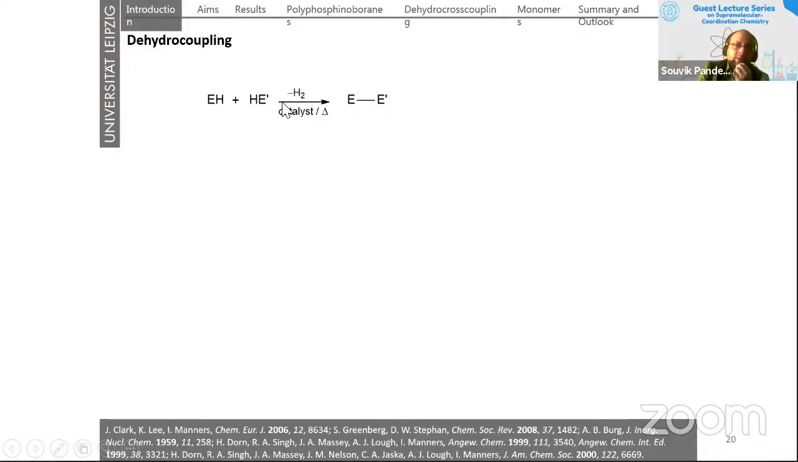Okay. And the formation of a polymer by the removal of a small molecule is nowadays a very interesting factor. Nowadays, it has become very interesting to form a polymerization or element-element bond by removal of small molecules like hydrogen, CH4, water. This kind of polymerization technique is very important. But this is called dehydrocoupling because hydrogen is removed in this process.